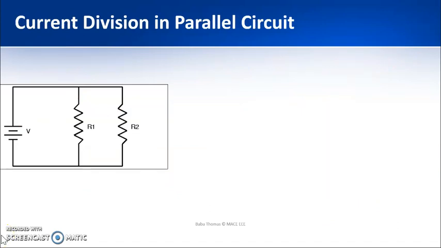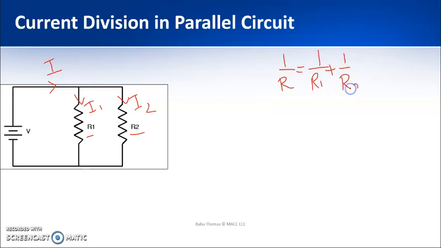Now we are going to discuss the current division rule in a parallel circuit. We have the voltage V, which is applied across the two resistances R1 and R2, which are connected in parallel, and the corresponding currents are I1 and I2 through the respective resistances R1 and R2, and the total current is I. We have seen in the previous lecture that 1 by R is nothing but 1 by R1 plus 1 by R2, that is when the resistances are connected in parallel.